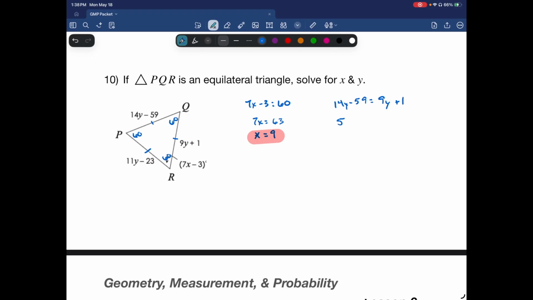Okay, so that's going to give me 5y minus 59 equals 1. 5y equals 60. Y equals 12. Right? So x equals 9, y equals 12.